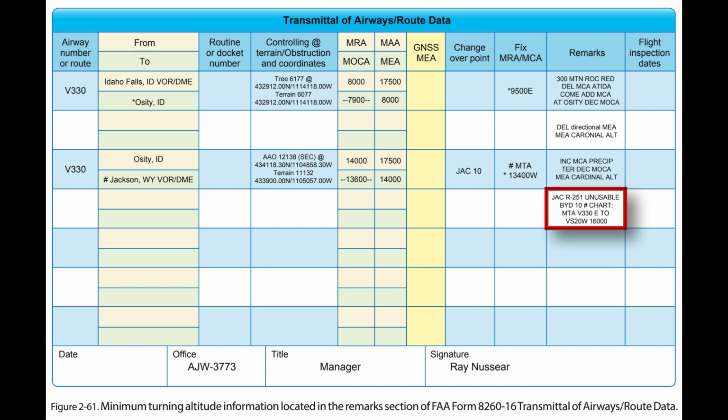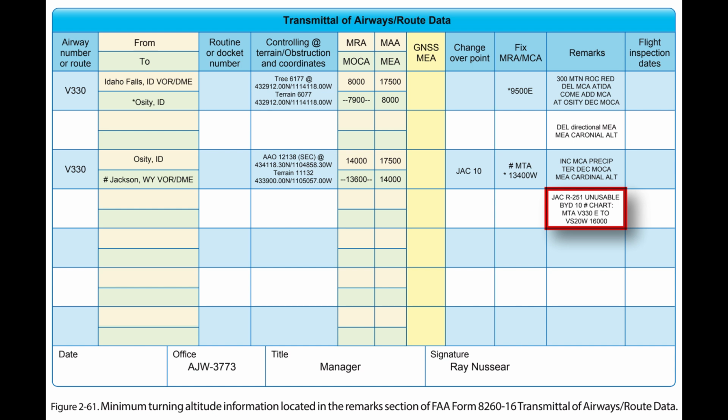An MTA may also preclude the use of a specific altitude or a range of altitudes during a turn. For example, the MTA may restrict the use of 10,000 through 11,000 feet MSL. In this case, any altitude greater than 11,000 feet MSL is unrestricted, as are altitudes less than 10,000 feet MSL provided MEA/MOCA requirements are satisfied.